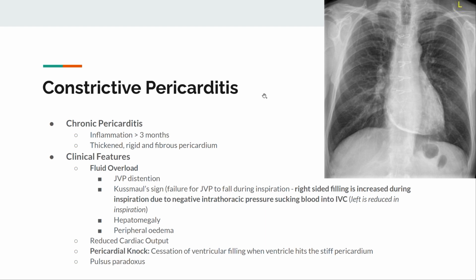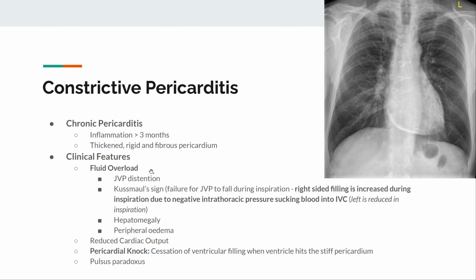Constrictive pericarditis is an outcome when you've had long-standing acute pericarditis. It's very rare in the West because we have modern medicine and we pick things up, but people from other countries could have tuberculosis for ages and not know about it, and then one day their heart doesn't work properly. So when you've had inflammation for greater than 3 months, you get this thickened, rigid, and fibrosed pericardium. The features are that you'll be fluid overloaded, right?